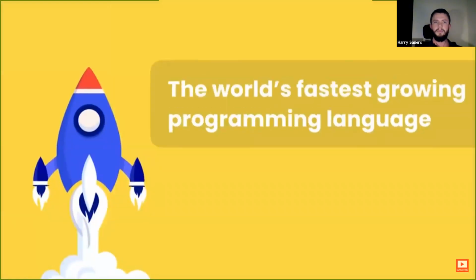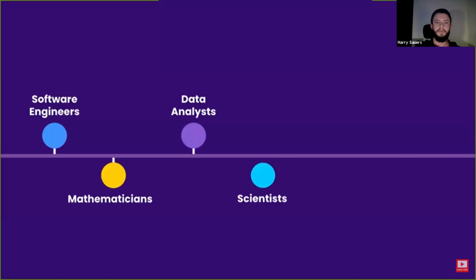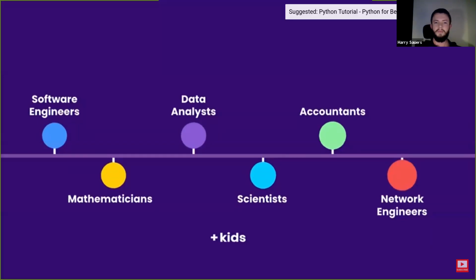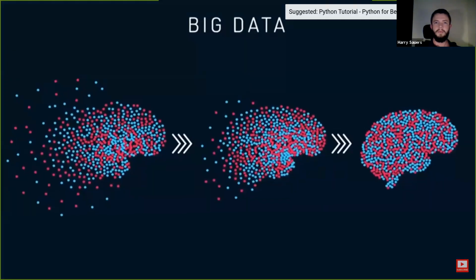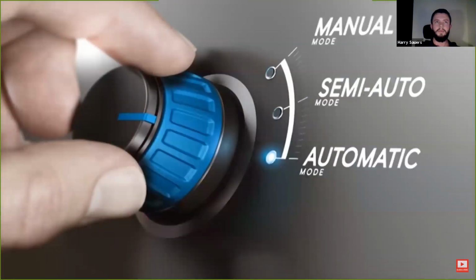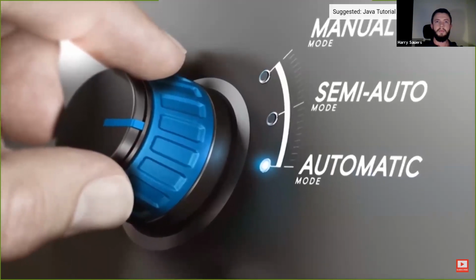Python is the world's fastest growing and most popular programming language, not just amongst software engineers, but also amongst mathematicians, data analysts, scientists, accountants, network engineers, and even kids, because it's a very beginner-friendly programming language. So people from different disciplines use Python for a variety of different tasks, such as data analysis and visualization, artificial intelligence and machine learning, automation. In fact, this is one of the big uses of Python amongst people who are not software developers.